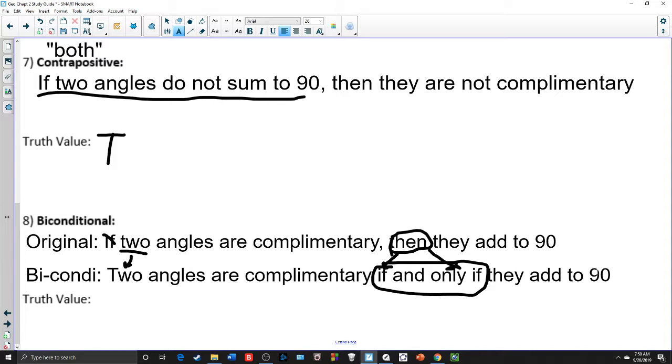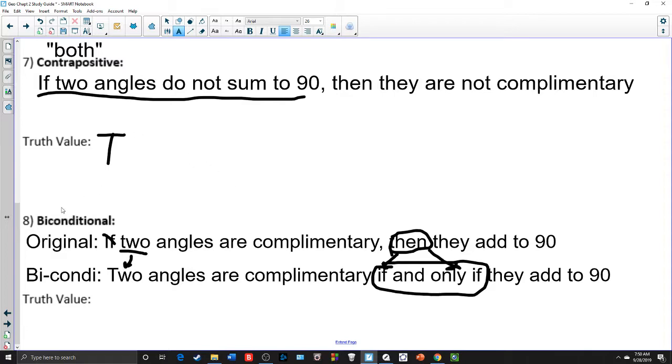Then it should also be true backwards, which means that if two angles add to 90, then they have to be complementary. Or you can say two angles add to 90 if and only if they are complementary. So I should be able to read this backwards and also get a true statement. So two angles add to 90 if and only if they're complementary. Well, that's also true because that's just our converse.